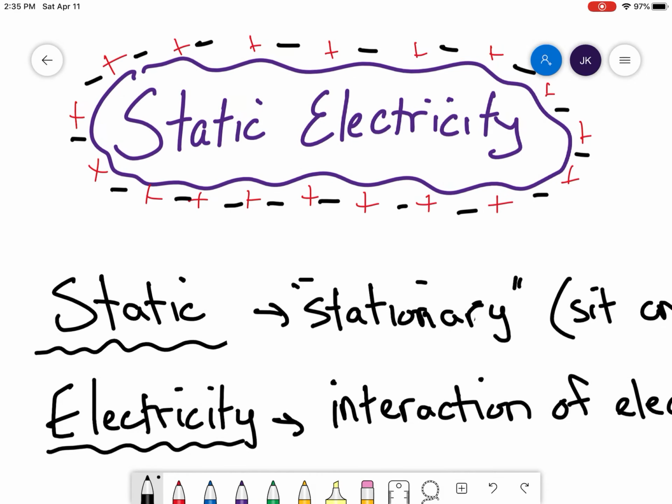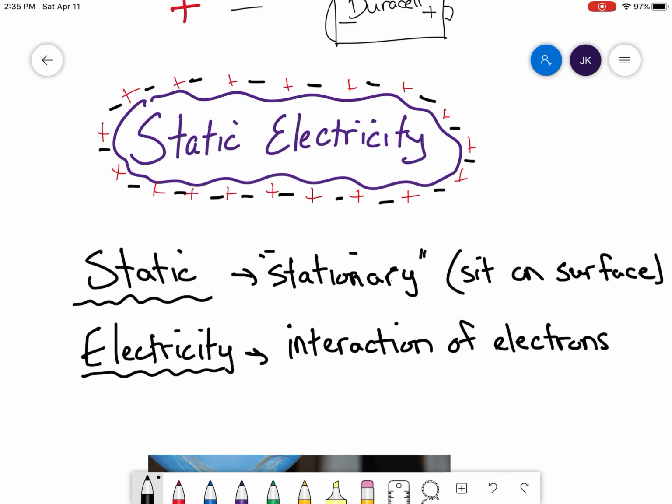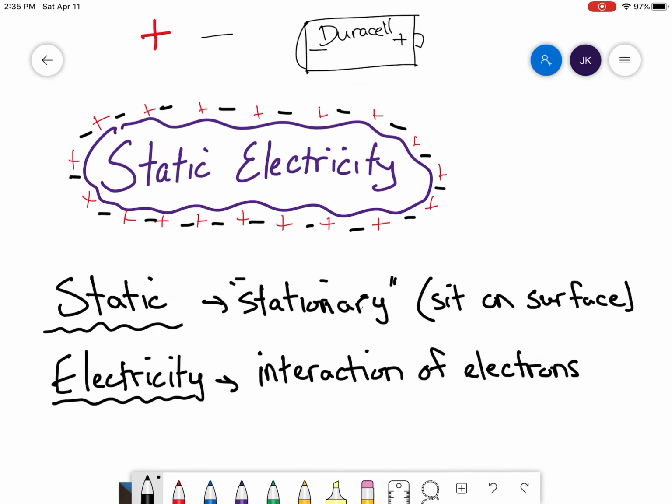Alright, grade 6s, here's the next part to our electricity unit. We are looking at static electricity. Likely most of you, if not all of you, have had some sort of experience with static electricity. Static means stationary or just sit on a surface. And electricity is the interaction of those electrons that we talked about in the last video.